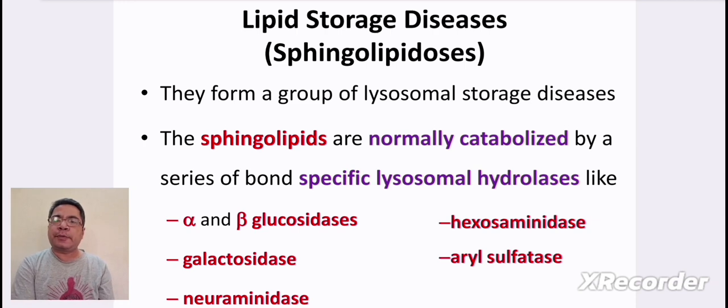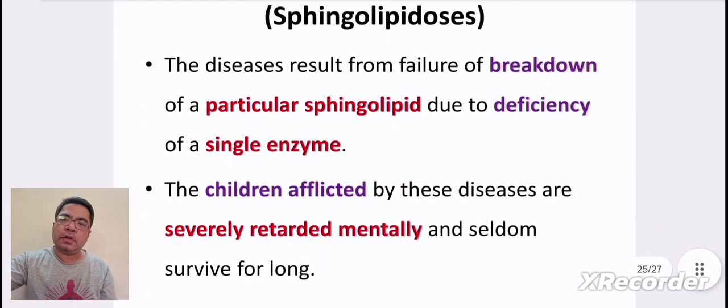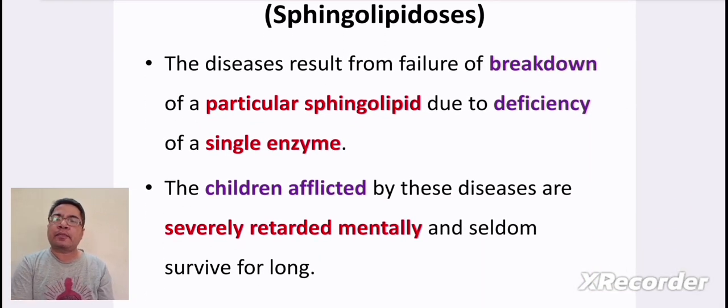The sphingolipids are normally catabolized by a series of bond-specific lysosomal hydrolases like alpha and beta glucosidases, galactosidase, neuraminidase, hexosaminidase, and aryl sulfatase. The disease results from failure of breakdown of a particular sphingolipid due to the deficiency of a single enzyme. The children afflicted by these diseases are severely retarded mentally and seldom survive for long.